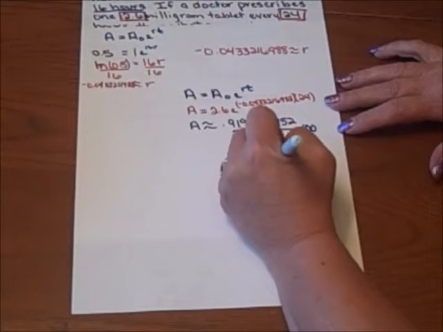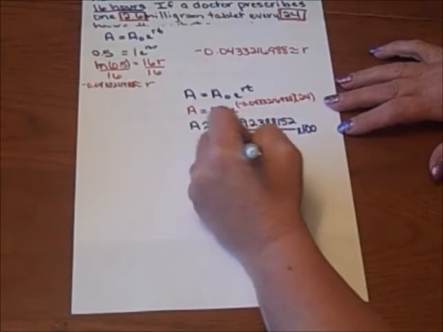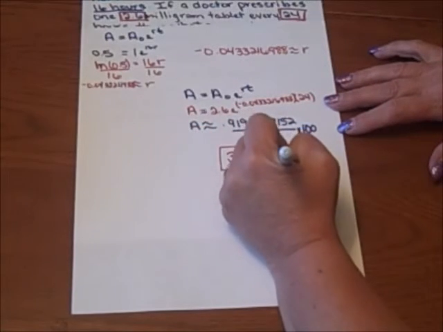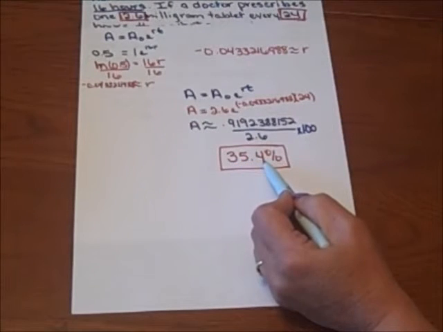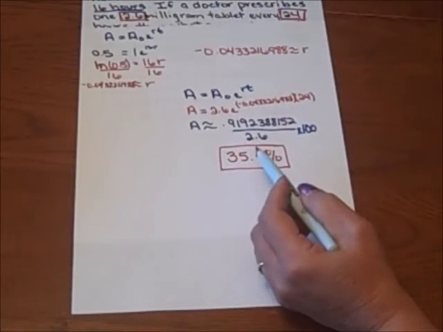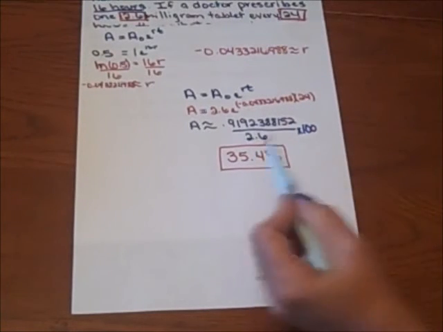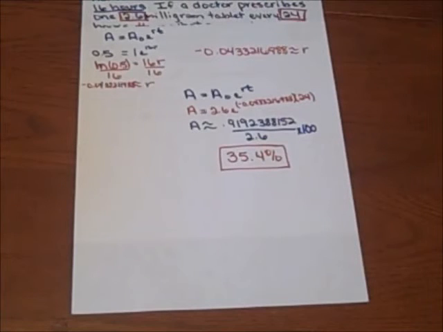35.4% dosage left in the body at the time of next dosage. And this 35.4% is rounded to the first decimal place, because that number does come out very long. You will round it to one decimal place. So our answer for problem number 17 is 35.4%.